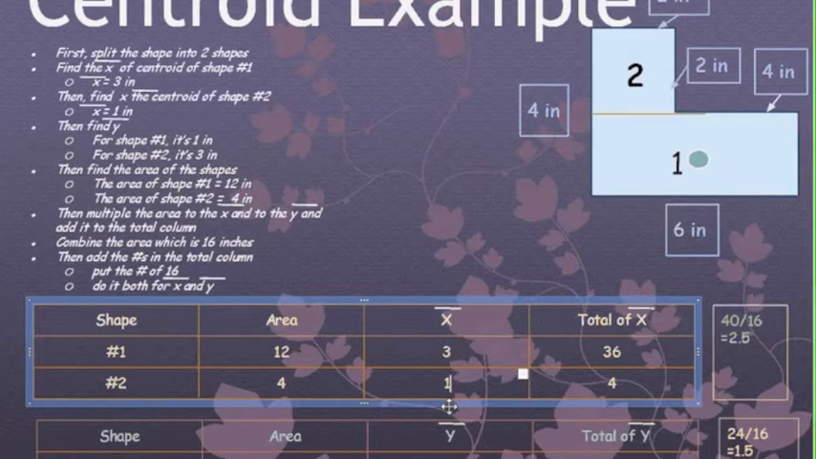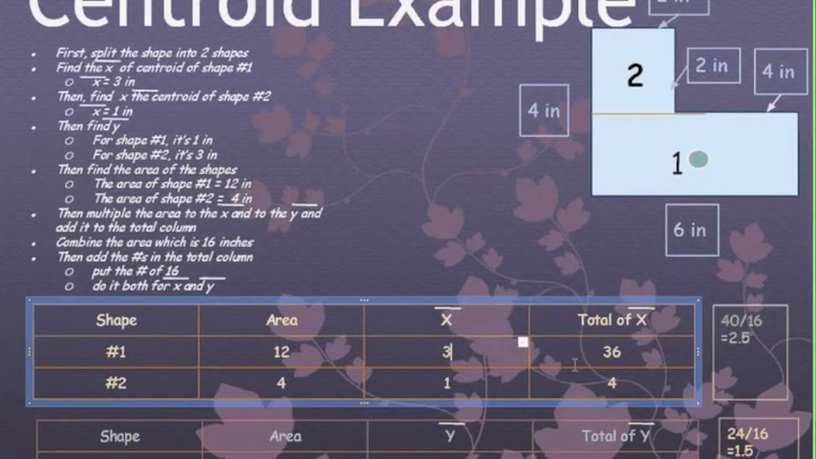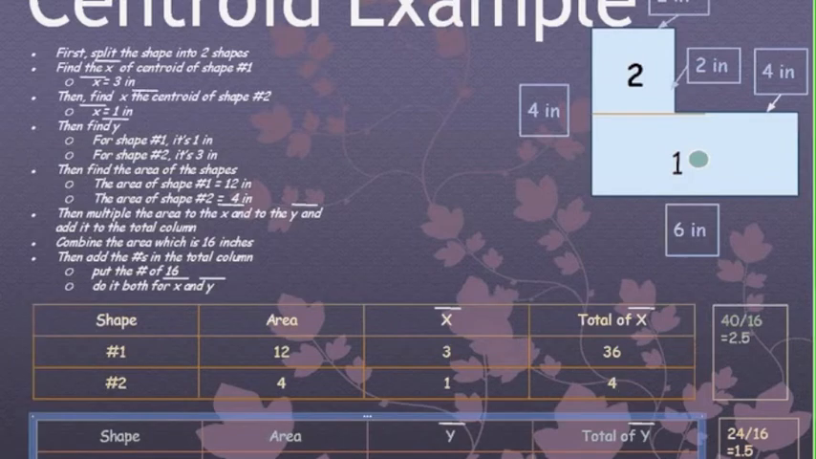Now for the y coordinates of both of these centroids, you do the exact same thing, and you get 1 and 3 for the centroids of both. Now, once you have filled in the second and third columns of these two charts, you multiply the area of each shape by the corresponding x or y coordinate. Now you can get your fourth column, which is 12 times 3 equals 36, 4 times 1 equals 4, 12 times 1 equals 12, 4 times 3 equals 12.